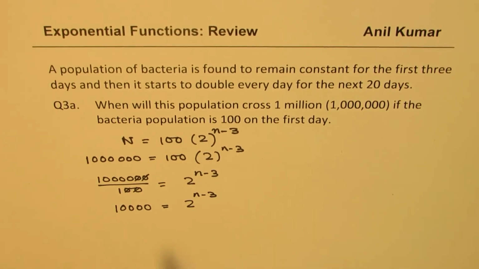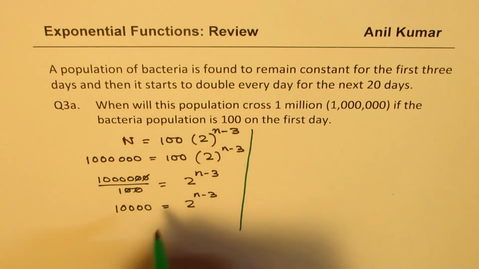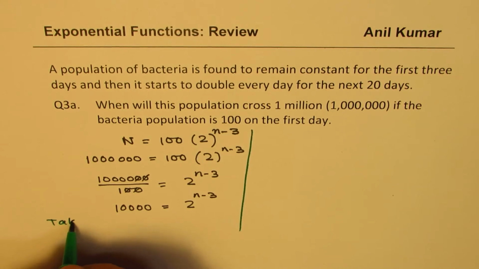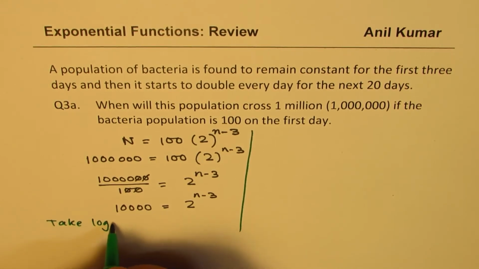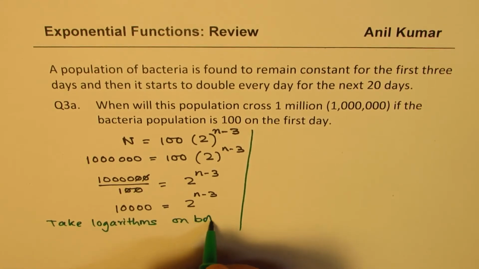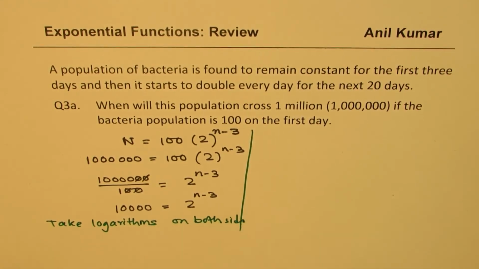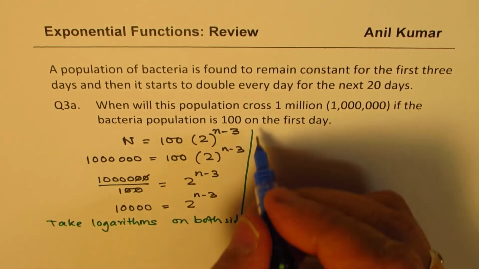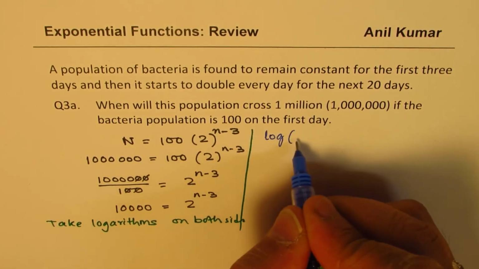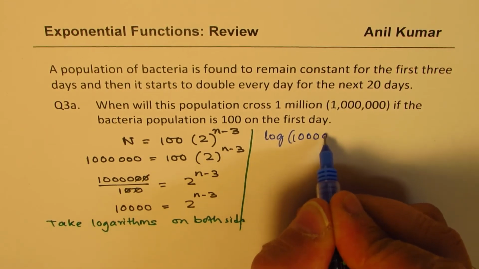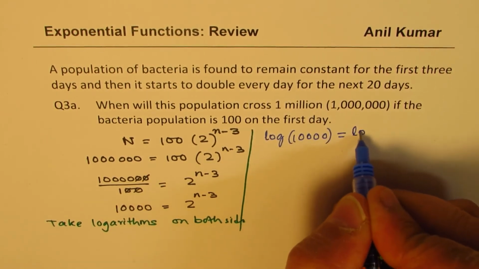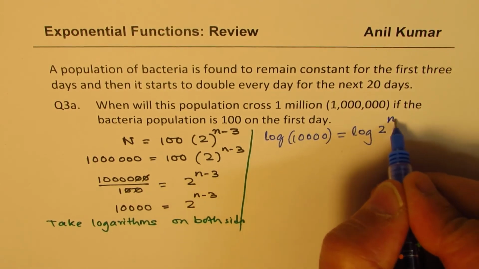Now the difficulty is how to solve such equations where we have exponents. The way to solve this is to take log on both sides. So to solve this equation, we need to take logarithms on both sides. Then we solve it. So let me show you the process. So we take log, so we get log of 10,000, 4 zeros, equals log of 2 to the power of n minus 3.